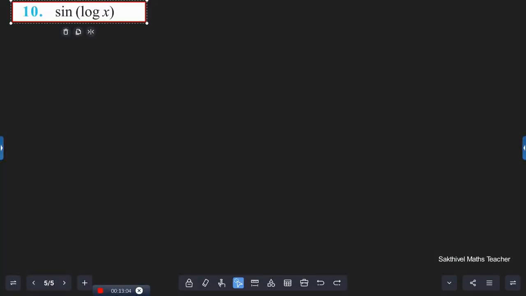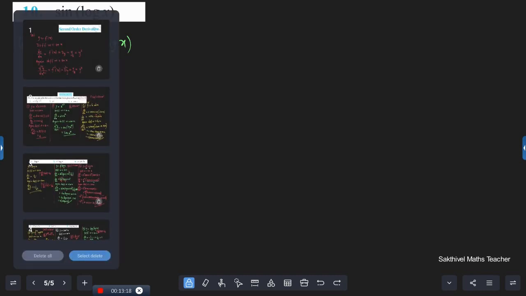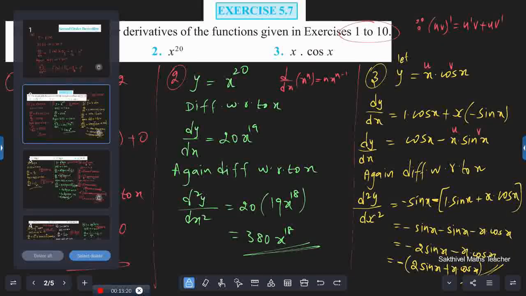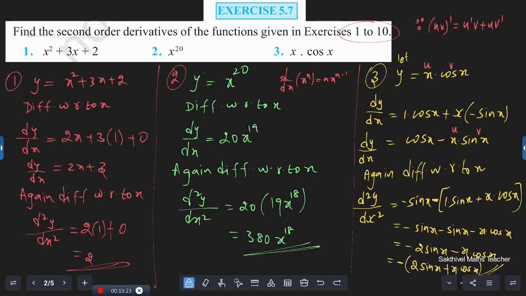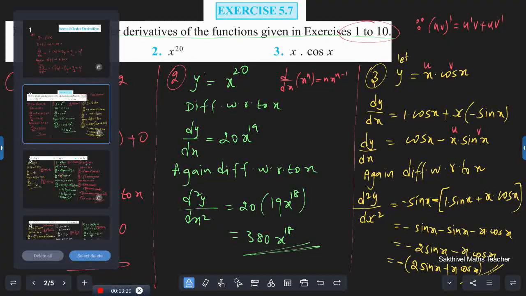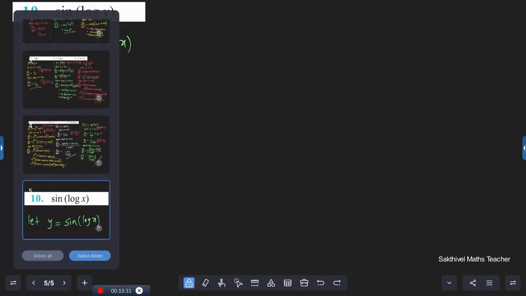Is that question number 10? Sine of log x. First of all, you take the given one as y. Sine of log x. Still, they asked to find the double derivative, right? Till question number 10, they asked to find the second order derivative. So the 10th one only we are doing now. Okay, so in the 10th one we have to find the double derivative.